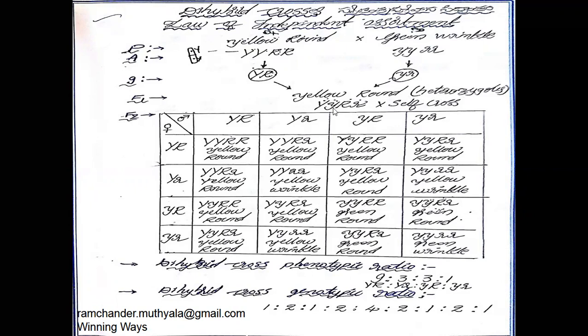In the heterozygous condition, F1 pea plants express yellow cotyledons and round seeds. The F1 heterozygous plants are self-crossed to form the F2 generation. In the F2 generation, the dihybrid cross phenotypic ratio is 9:3:3:1, and the genotypic ratio is 1:2:1:2:4:2:1:2:1. These are the phenotypic and genotypic ratios of the F2 generation of the dihybrid cross.